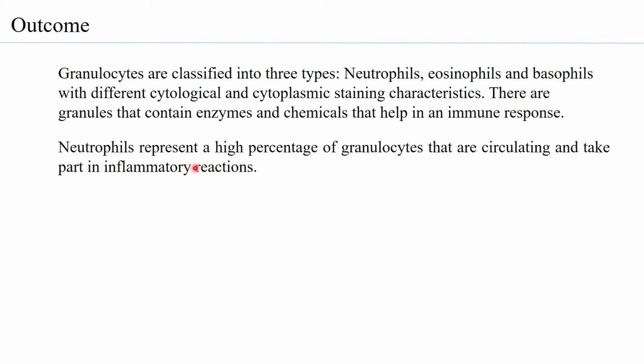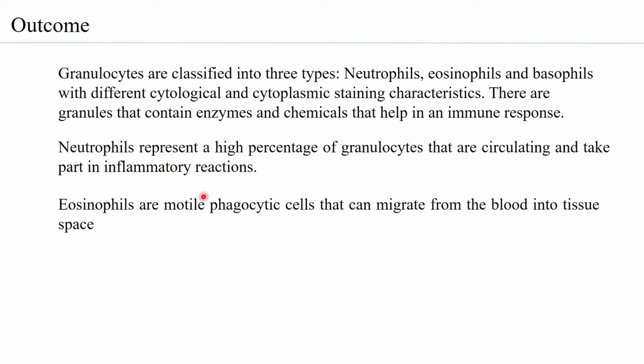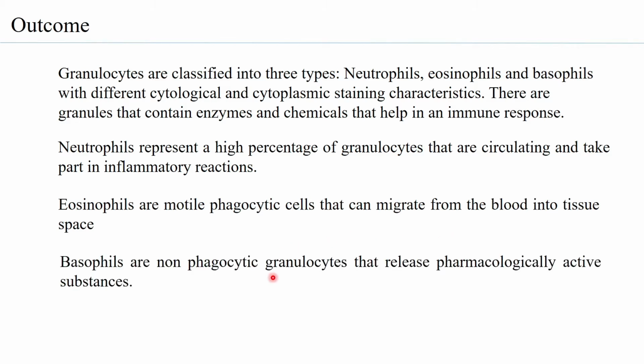Neutrophils represent a very high percentage of circulating granulocytes and take part in inflammatory reactions. Eosinophils are motile phagocytic cells that can migrate from the blood into tissue space. And basophils are non-phagocytic granulocytes, but they release pharmacologically active substances, thereby leading to an immune response.